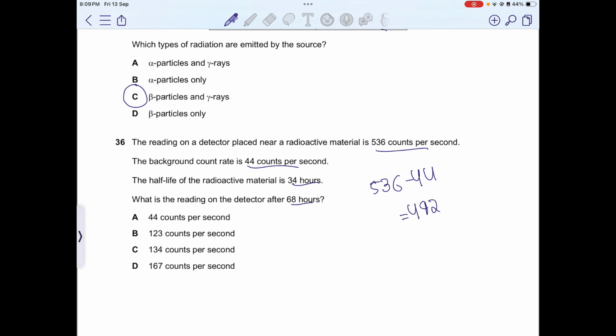Now do not put this answer, because you still have the background radiation to consider. So when I do 123 plus 44, that gives me 167.